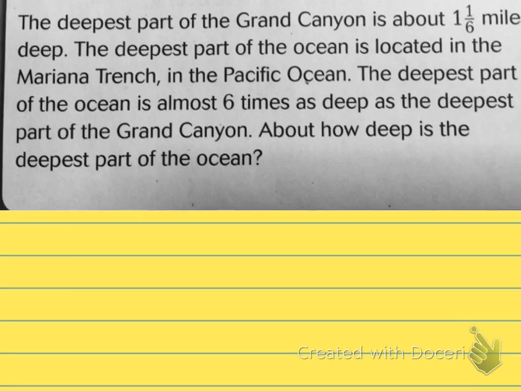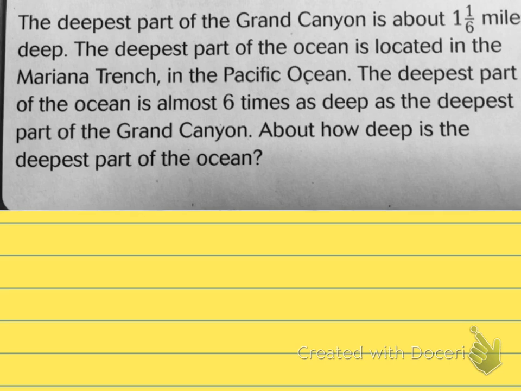All right, here's our word problem. The deepest part of the Grand Canyon is about 1 1/6 miles deep. The deepest part of the ocean is located in the Mariana Trench in the Pacific Ocean. The deepest part of the ocean is almost 6 times as deep as the deepest part of the Grand Canyon. About how deep is the deepest part of the ocean?